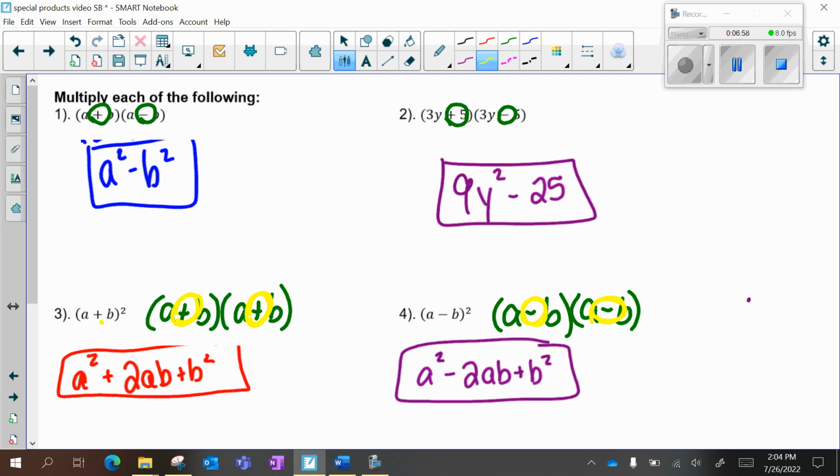So technically, these are your rules for a binomial squared. You're going to square the first term, square the last term, and in the middle, you're going to do 2 times those two pieces put together. So I'm going to do one with you, and then you're going to try the 2 on your own.